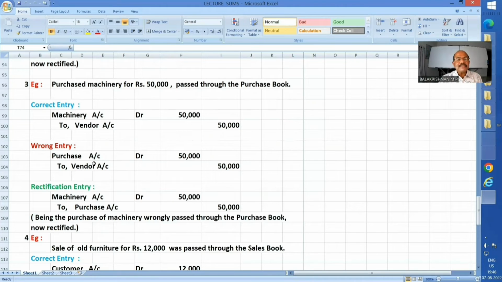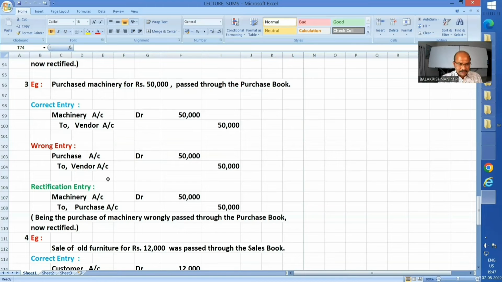Third one, purchase machinery for rupees 50,000 passed through the purchase book. Obviously, it's a credit transaction because you resort to purchase book or sales book only when you make a credit purchase or credit sales. So the wrong entry, having made an entry in the purchase book, means you have obviously passed this journal entry, purchase account debited to vendor account, because the debit aspect of a purchase day book, subsidiary book, is always purchase account. And the vendor name, whatever you are showing, is credited. For example, you are just showing X 25,000 in the purchase book, it's implied. It's a journal entry: purchase account debited to X 25,000. Okay.